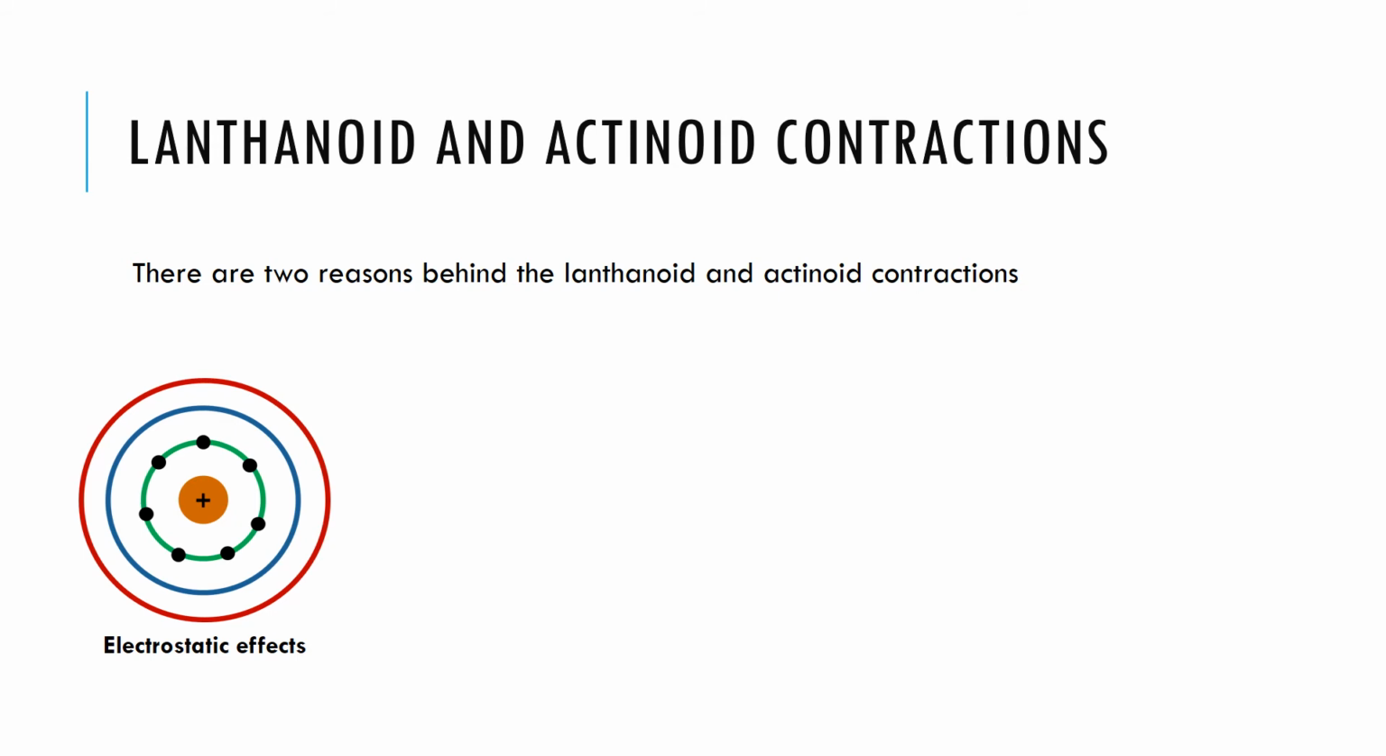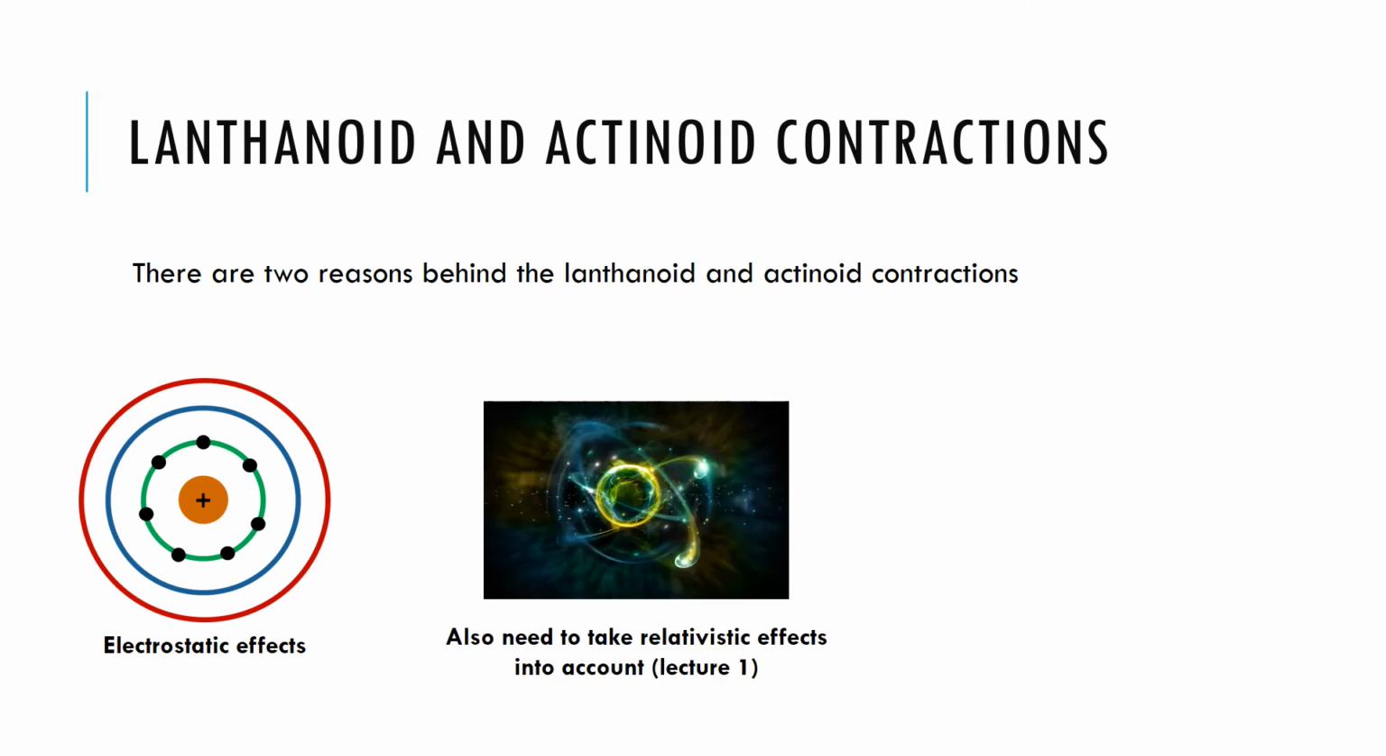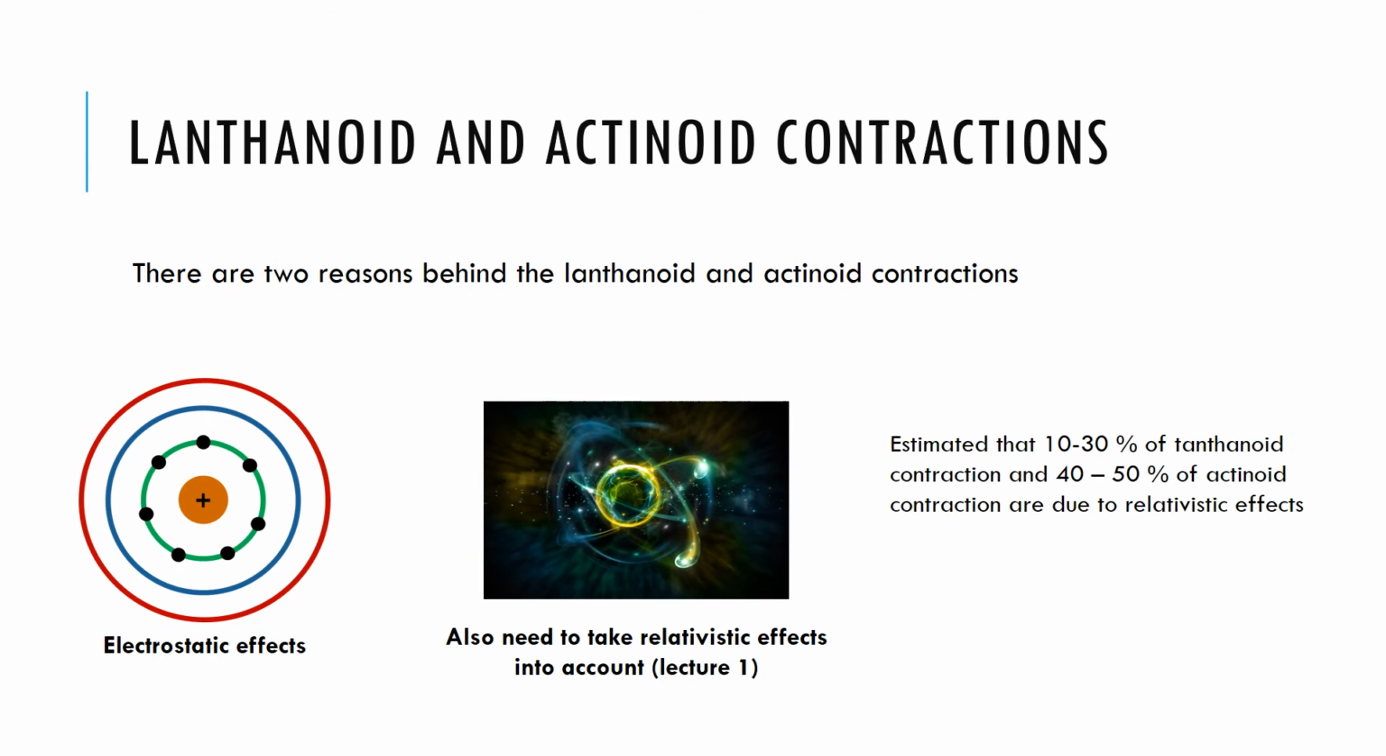But there's another element at play here, and that's those relativistic effects that we were talking about in lecture 1. If you need to recap on that, have a watch of lecture 1 again. There are two contributions then to this lanthanoid and actinoid contraction as you cross the group. Indeed, it's estimated that about 10 to 30% of the lanthanoid contraction and 40 to 50% of the actinoid contraction are due to these relativistic effects.